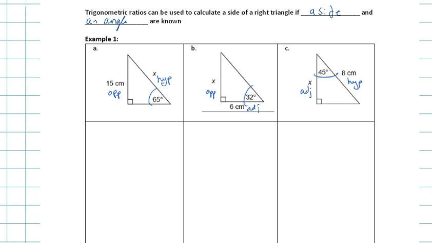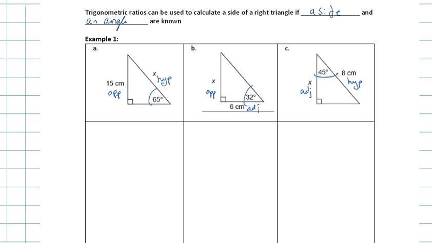So, in this triangle, I know the opposite. I'm looking for the hypotenuse. Do you agree with me? So from SOHCAHTOA, which ratio uses the opposite and the hypotenuse? Sine. So I know that I have to use sine because I know the opposite and I'm looking for the hypotenuse. It makes sense that I use sine.